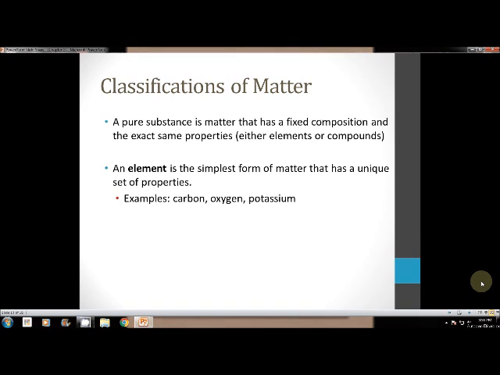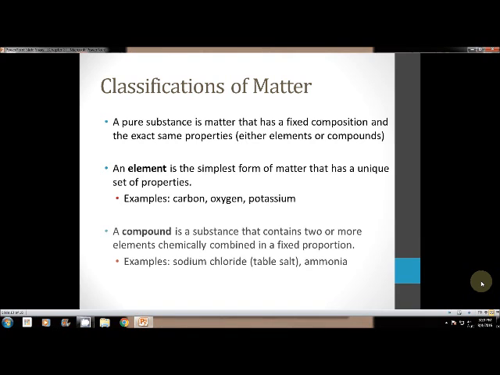So we actually have 118 examples of these, but I just picked a couple: carbon, oxygen, and potassium. But you could look at any periodic table and that would give you a multitude of elements to choose from. So it's the simplest form of matter that we know about. A compound is a substance that contains two or more elements chemically combined in a fixed proportion.